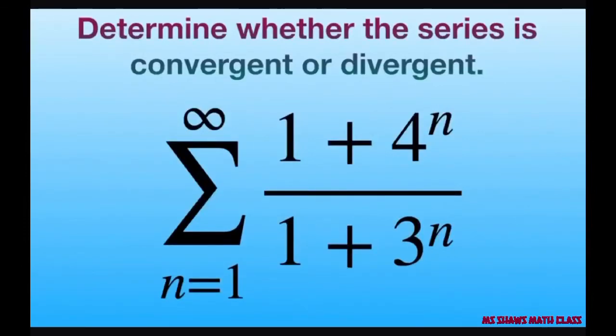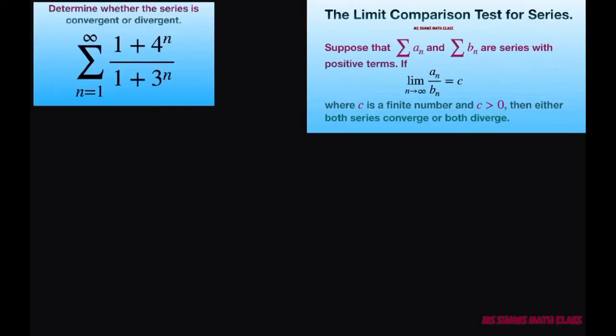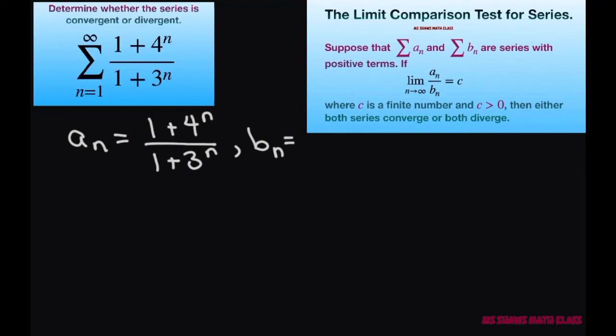Everyone, we're going to determine whether the series is convergent or divergent. Let's go ahead and use the limit comparison test for the series. If we do that, we're going to let a sub n equal our original series, 1 plus 4 to the power of n divided by 1 plus 3 to the power of n, and compare it to the series b sub n, which is 4 to the power of n divided by 3 to the power of n.